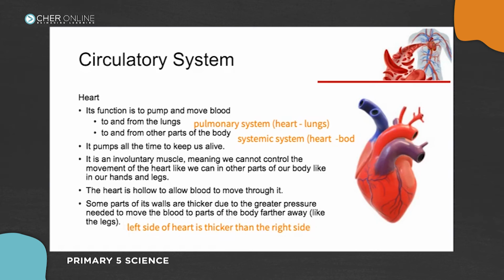transports blood from the heart to the lungs, and the lungs are very near the heart. So the right side of the heart that pumps blood to the lungs doesn't need to exert so much force to push blood from the heart to the lungs. But the left side of the heart has thicker muscular walls because it has to transport blood to your fingertips, to your toe tips, and some of these are therefore a further distance away from the heart. Hence, the left side of our heart will have thicker muscular walls compared to the right side.